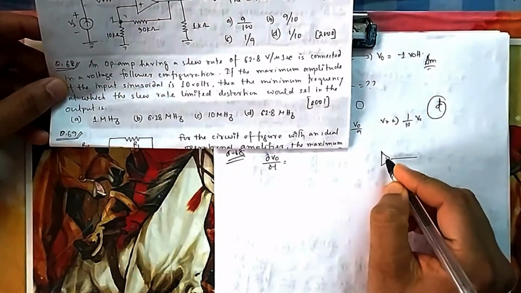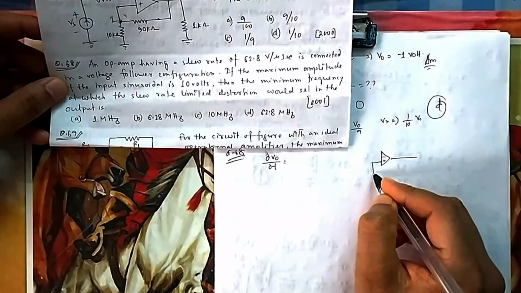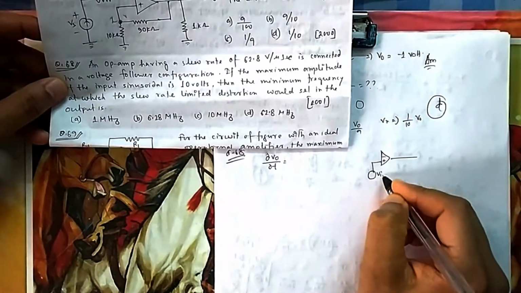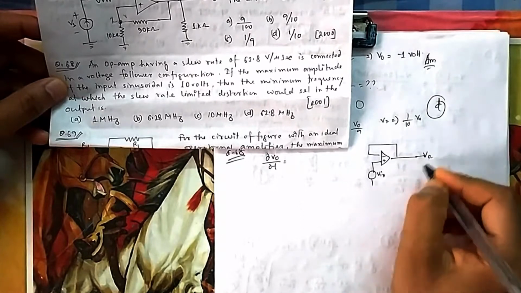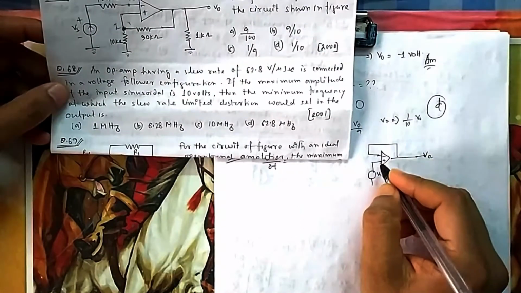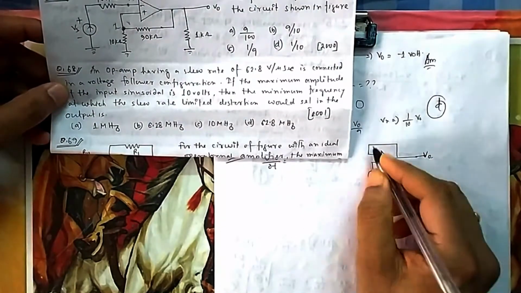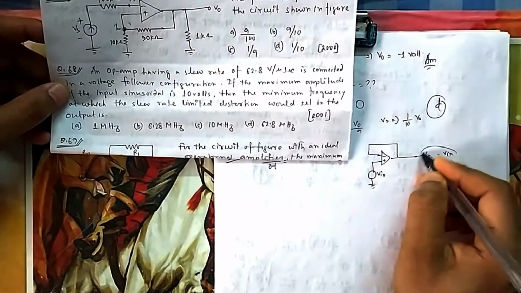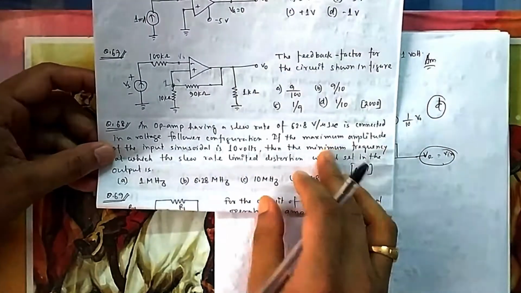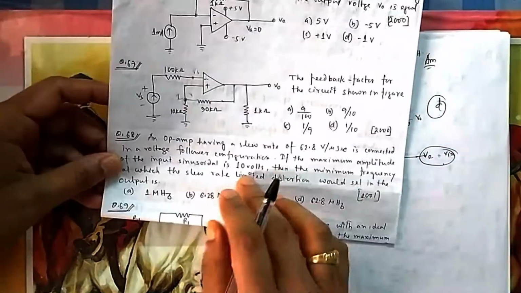The circuit will look like this, with minus and plus terminals. You give a supply of V in, and you give a feedback here. So you will get V output simply as V in. Because this is V in, this will also be V in. Correspondingly you will get V0 equal to V in. This is the voltage follower. So this is my output slew rate.